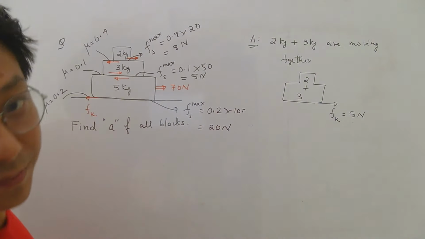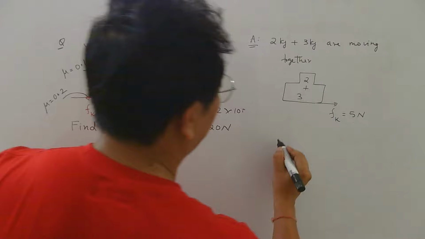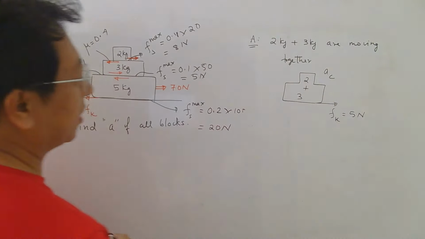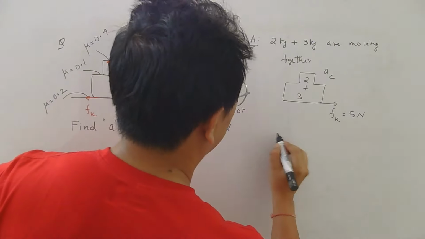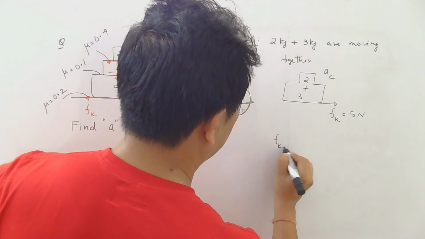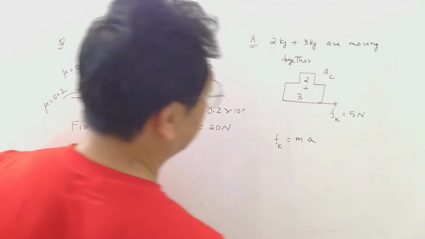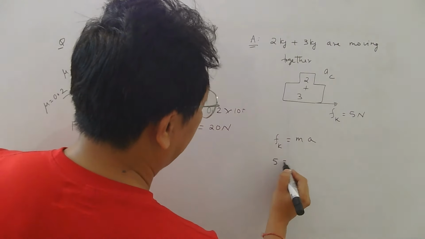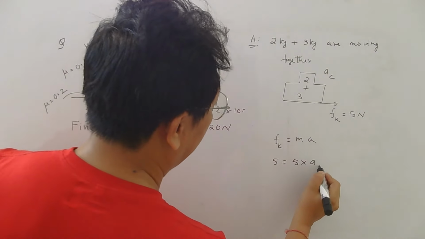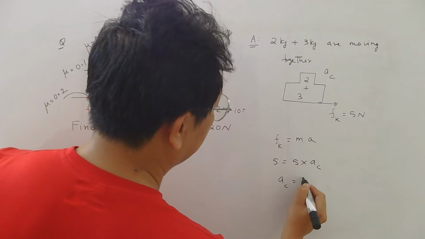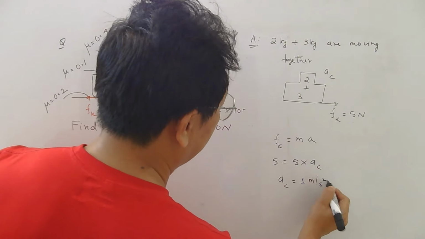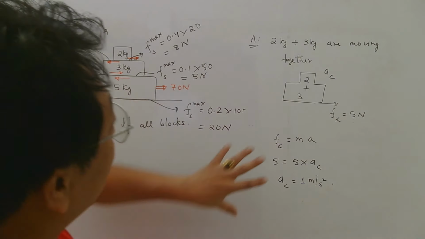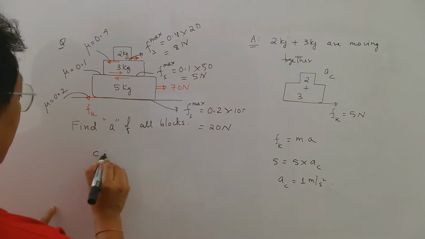Correct? Okay. So now what will be the common acceleration for these two to move together? Friction is equal to mass into acceleration. This is the only force I can see on this system. 5 equals 5 into A common. So A common equals 1 meter per second square. Now we need to check whether this assumption is correct or not.